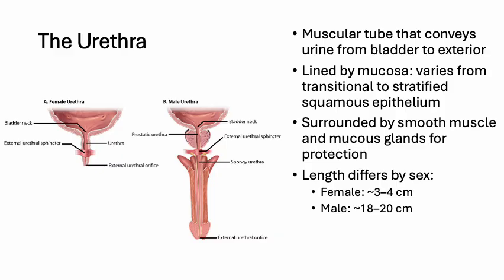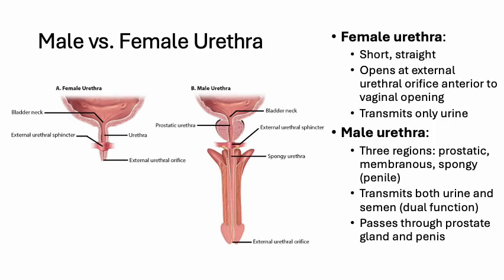The urethra is the final passageway for urine leaving the body. It's a flexible muscular tube that changes in epithelial lining along its length, helping to protect tissues from the acidic environment of urine. The female urethra is relatively shorter and straight, while the male urethra is longer and passes through the prostate and the penis, serving both urinary and reproductive functions. The shorter female urethra partly explains the increased risk of urinary tract infections in women.